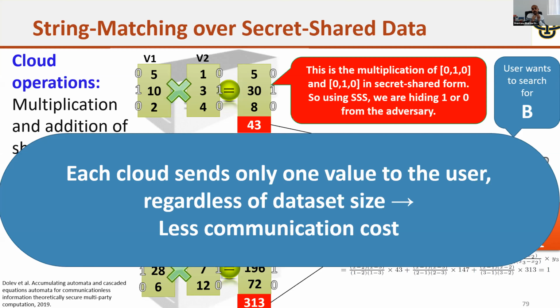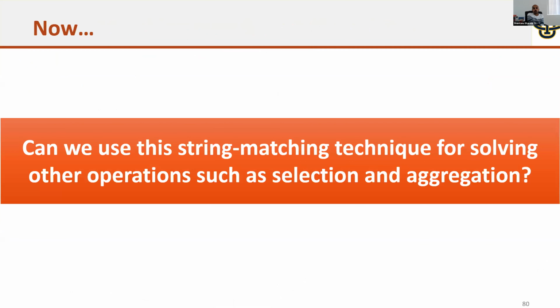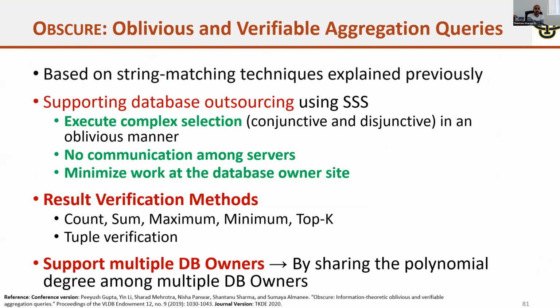Note that the cloud is sending only one value, so the communication cost is very minimal. Now the question is, can we use these string matching techniques for executing selection and aggregation queries? In our paper, we did complex selection queries, and here the servers do not communicate as this uses the same string matching technique. The database owner does not need to work with the query execution. In addition, we also included methods for result verification for all the queries.